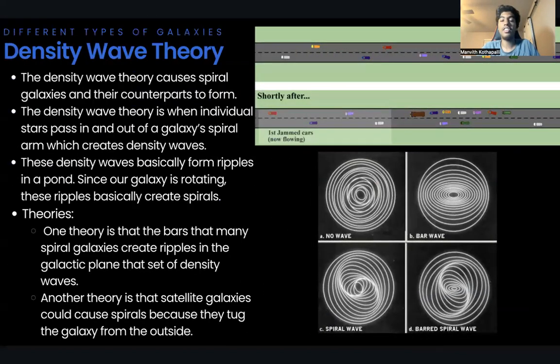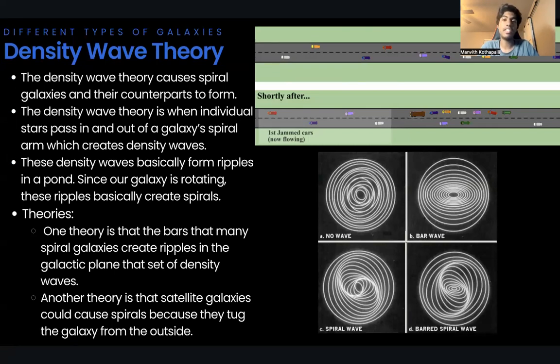Next, a theory which says how spiral galaxies are formed is called the density wave theory. The density wave theory is what caused the spiral galaxy to form. Basically, the density wave theory is when individual stars pass in and out of the spiral's arm. This is kind of like when you're stuck in a traffic jam and you move in and out of it. The center of the traffic jam is still dense with cars, just as the arms of the spiral galaxies are dense. As this happens, it creates density waves.